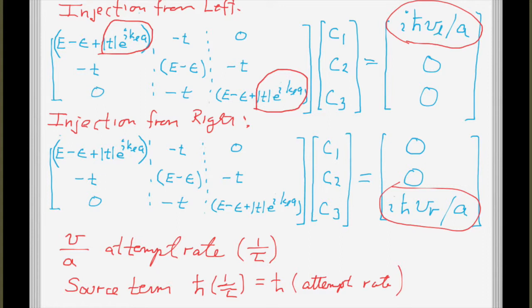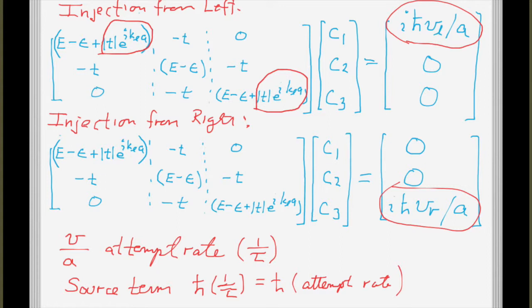We started talking about what these terms represent. These terms on the right-hand side represent the attempt rate to be injected into the device. Since v over a is the amount of time that you spend on any given site, you can view that as a rate, 1 over tau, and h bar times the rate gives you an energy associated with that rate.